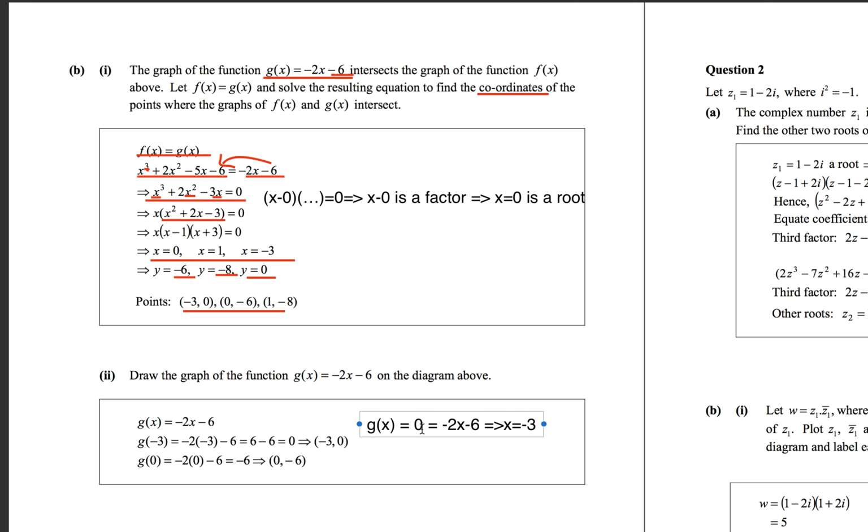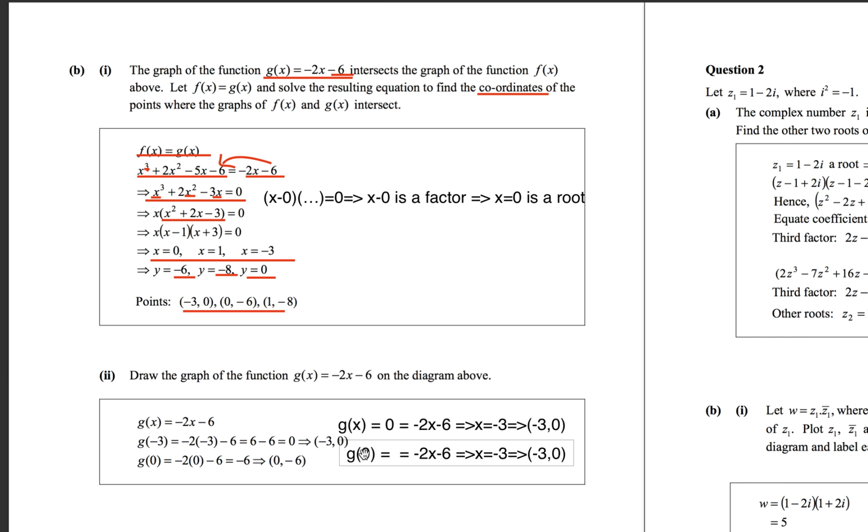And obviously, because we said y is equal to 0, y is equal to 0. So this gives us the point. We're looking to get 2 points here, negative 3 and 0. So that this is where it hits the x-axis.